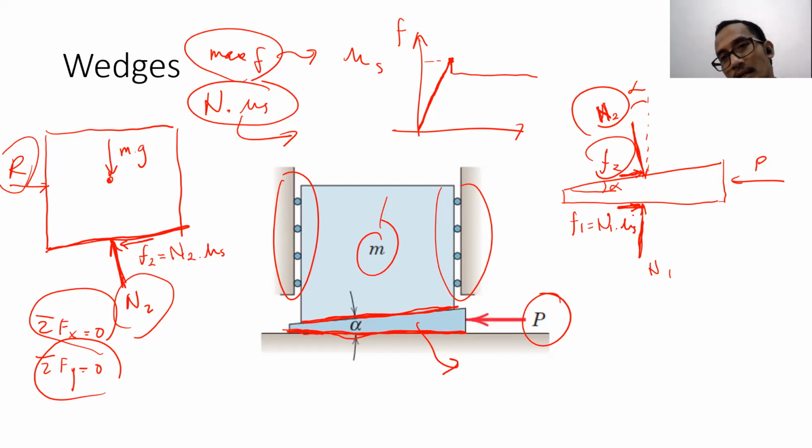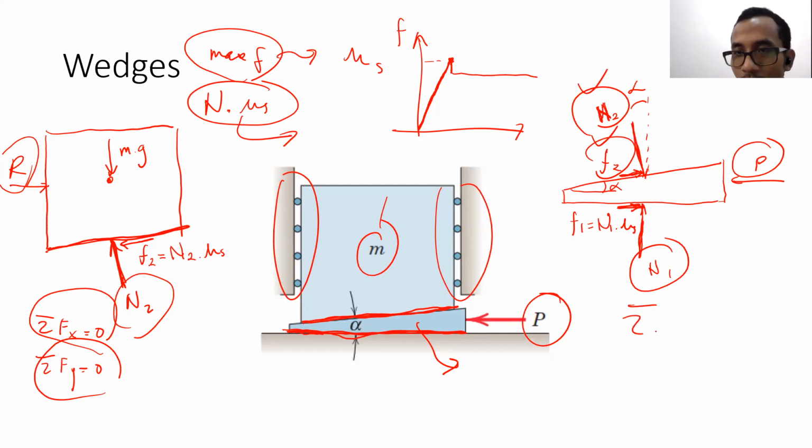Okay? Yes, sir. If N2 and F2 are already known, how many unknowns do we have here in the first free body diagram? We have two, P and N1, right? Yes, sir. The same as before, we can solve it using sigma fx equal to 0 and sigma fy equal to 0, right? Yes, sir. After we solve it, then we know the value of P.